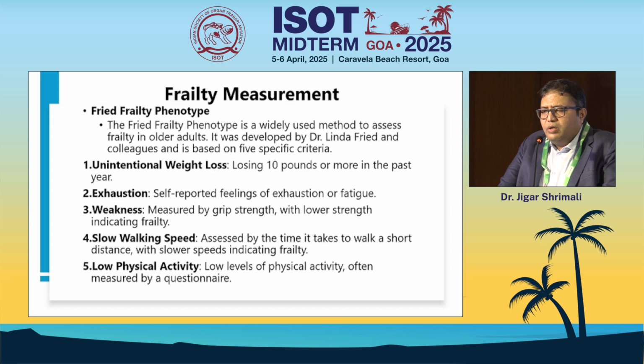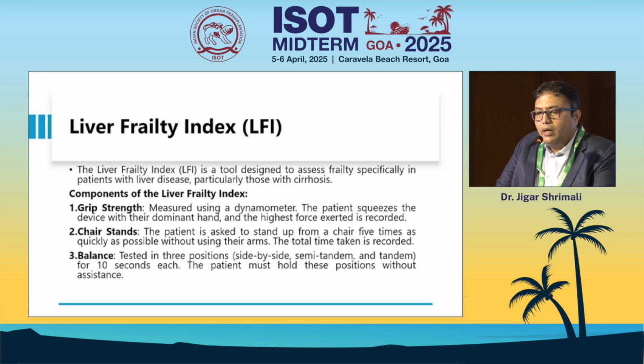One of the most validated tools is the frailty phenotype. It includes 5 objective components: weight loss, exhaustion, grip strength, walking speed, and physical activity. Even one or two of these components should raise clinical suspicion of early frailty. If a patient has 3 or more of those, they are considered frail, and 1 or 2 indicate pre-frailty.